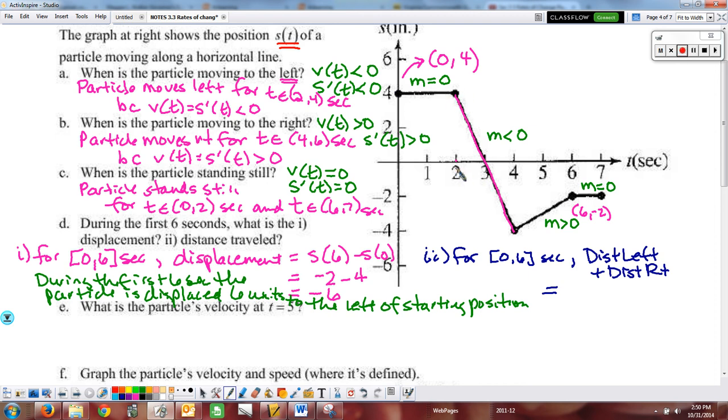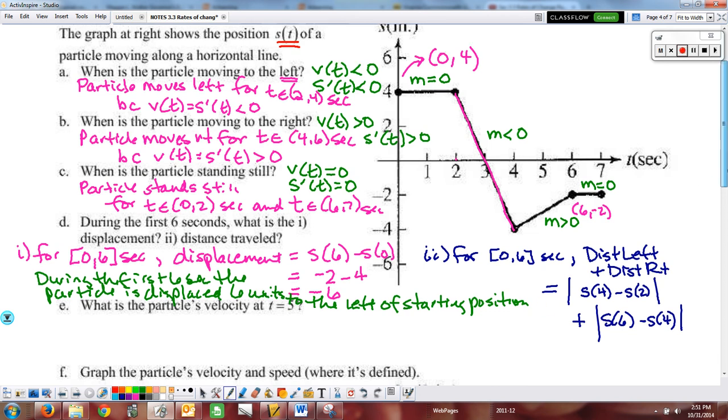For the interval from 2 to 4, my slope is negative, so I'm traveling to the left. So I'm going to calculate my displacement from 2 to 4, which is going to be s of 4 minus s of 2. But then I'm going to do the absolute value of that because I want it to be a positive distance. I'm looking for the distance that I have traveled. Right? Then we're going to add to that the distance that we've traveled right. So from 4 to 6, I'm traveling right. So I would calculate my displacement from 4 to 6, and technically you would be doing the absolute value for distance, although it's really unnecessary in this problem.